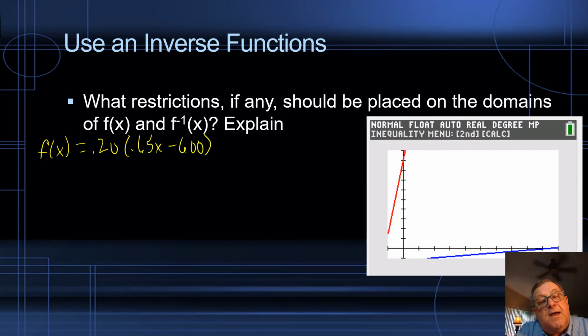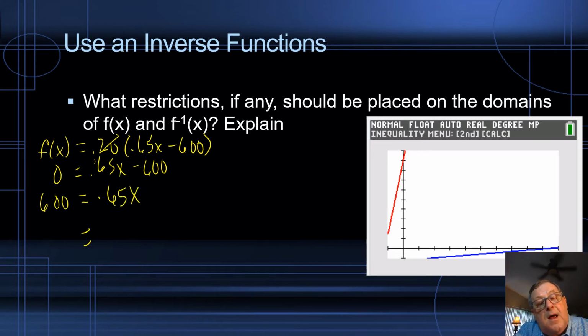And if I want to find the x-intercept, I set y equal to 0. Well, let's divide by that 0.20. So 0 divided by 0.20 is just going to remain 0, right? So that's going to be gone. And then let's just stick here with 0.65x minus 600. Let's add 600 to both sides. Equals 0.65x. And let's see, 600 divided by 0.65. Let's get my calculator out here. And if I round that to the nearest penny, that would be $923.08.